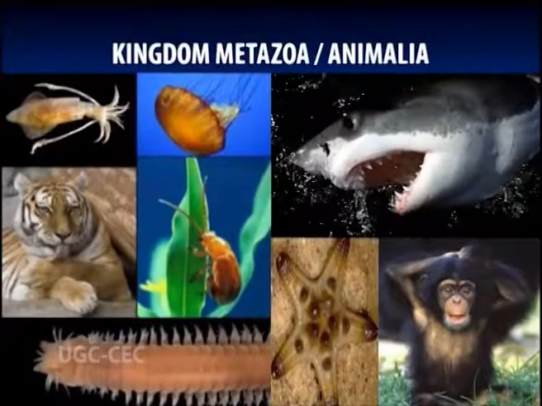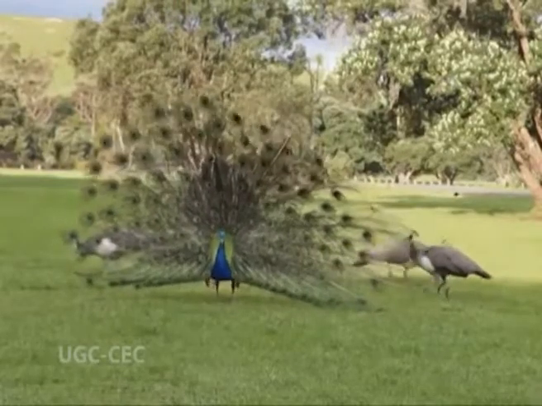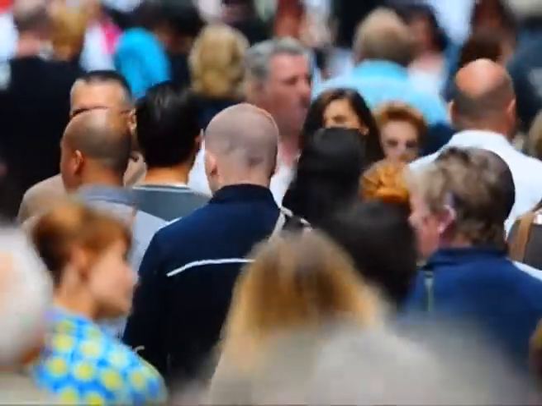Kingdom Metazoa. Kingdom Animalia or kingdom Metazoa are heterotrophic, multicellular organisms. They lack cell walls. This kingdom includes all types of animals, for example, lion, peacock, humans, etc.